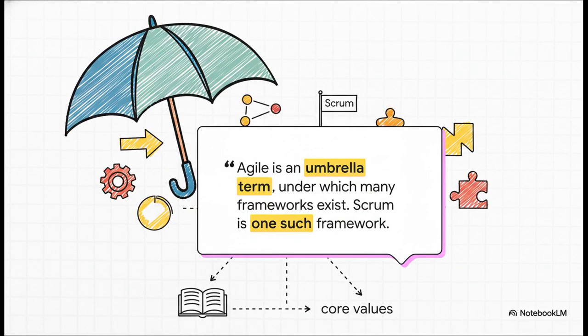I love this quote because it just nails the relationship. Think of Agile as this big umbrella. And underneath that umbrella, you've got a bunch of different frameworks that all share those same core Agile values. And Scrum is one of the biggest and most popular frameworks under that umbrella.